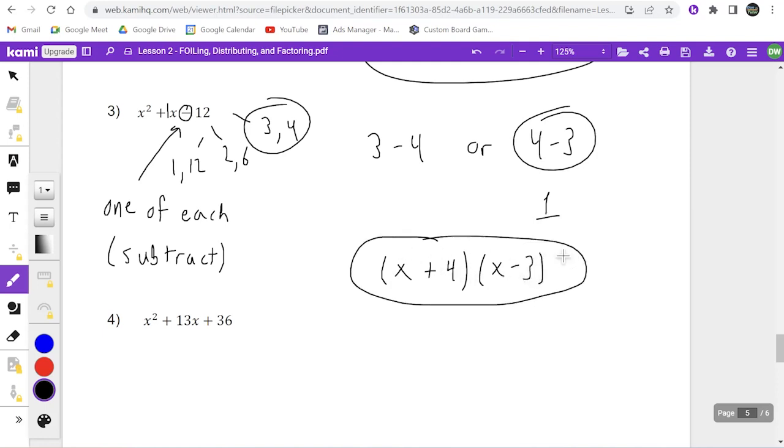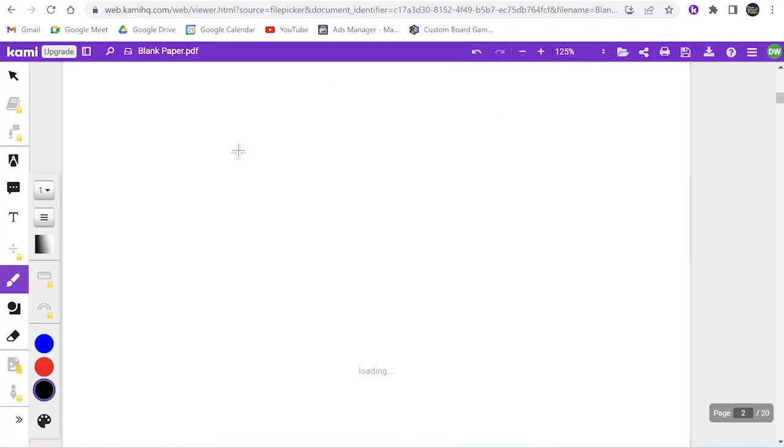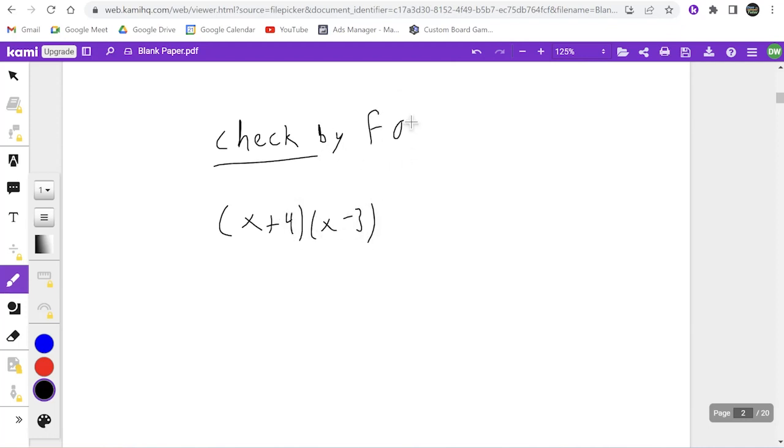And there we go. One thing I do want to mention is that you can always check your answer for factoring. Let me show you how. So here's how you can check. So we said the answer was x plus 4 times x minus 3, right? You're going to check by foiling. And we're probably better at foiling than we are at factoring right now, so this should be a walk in the park. x times x is x squared.